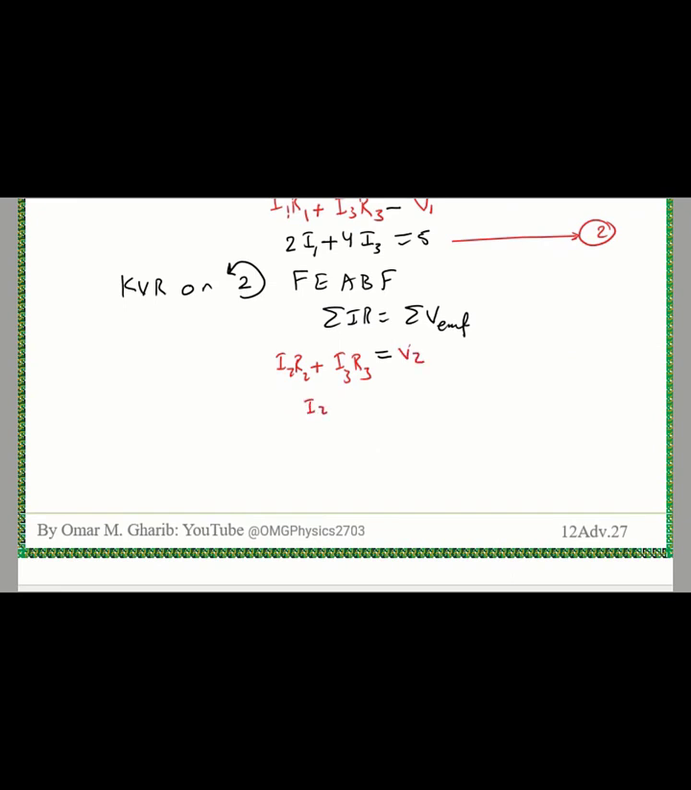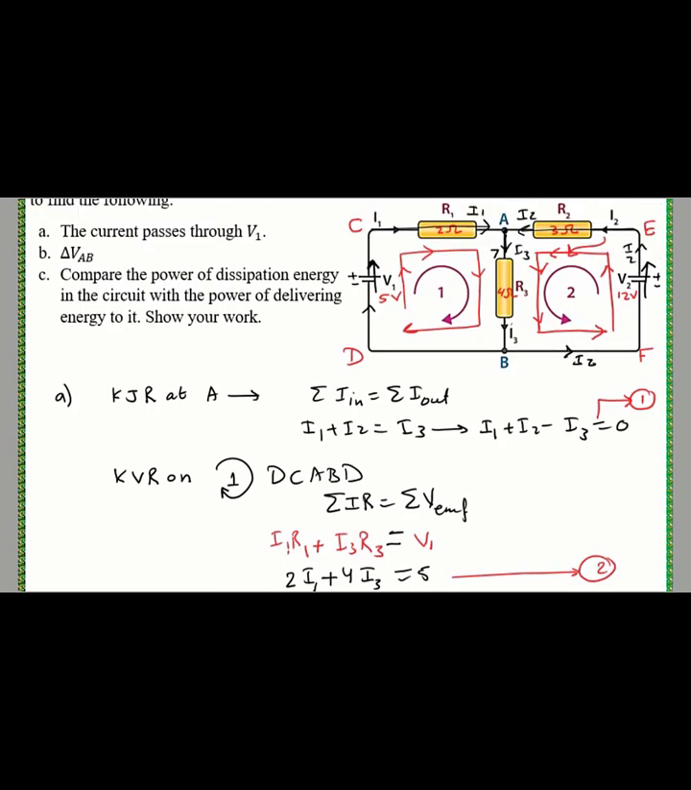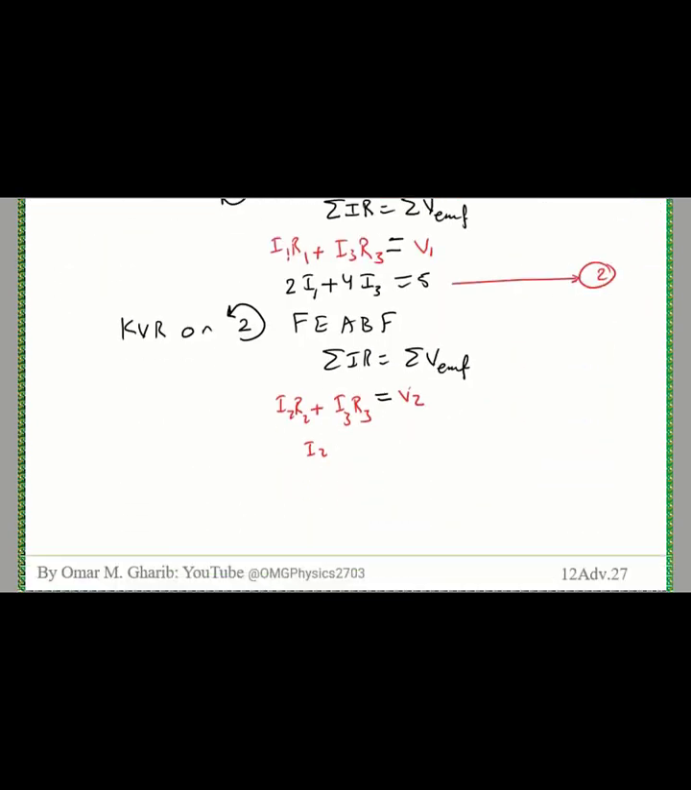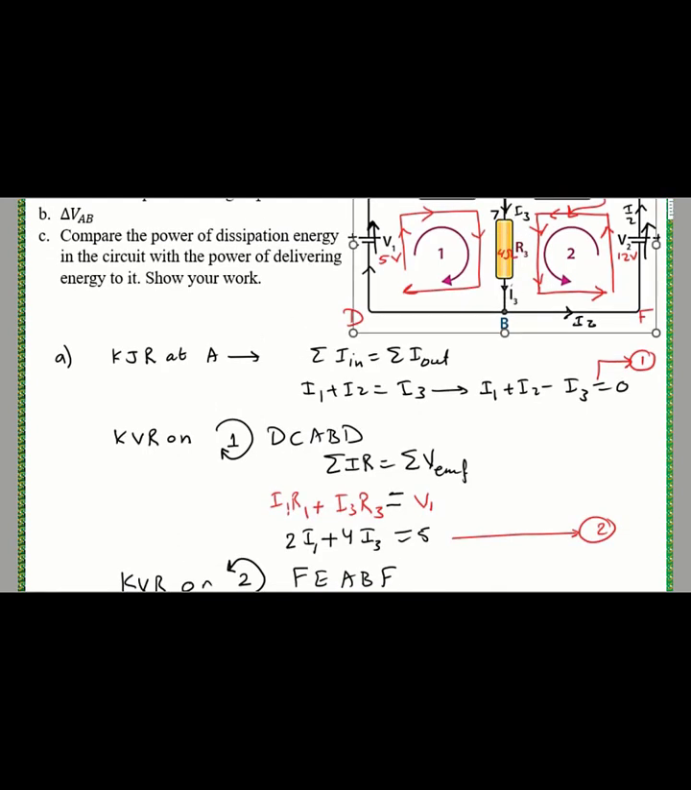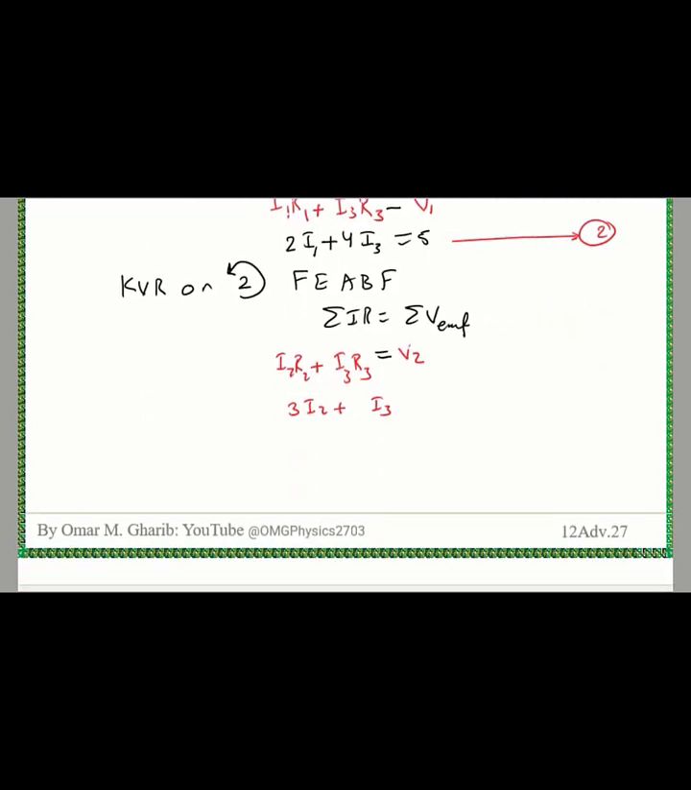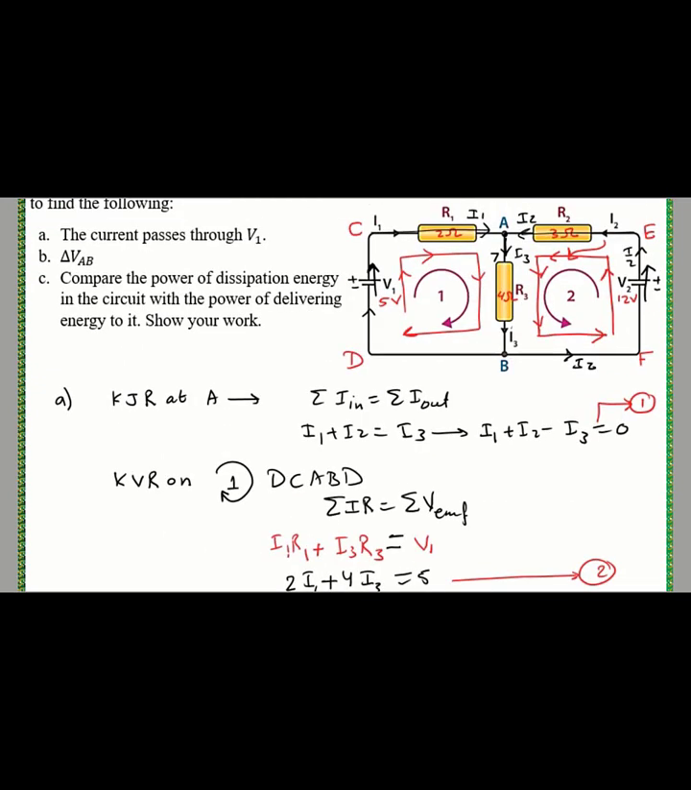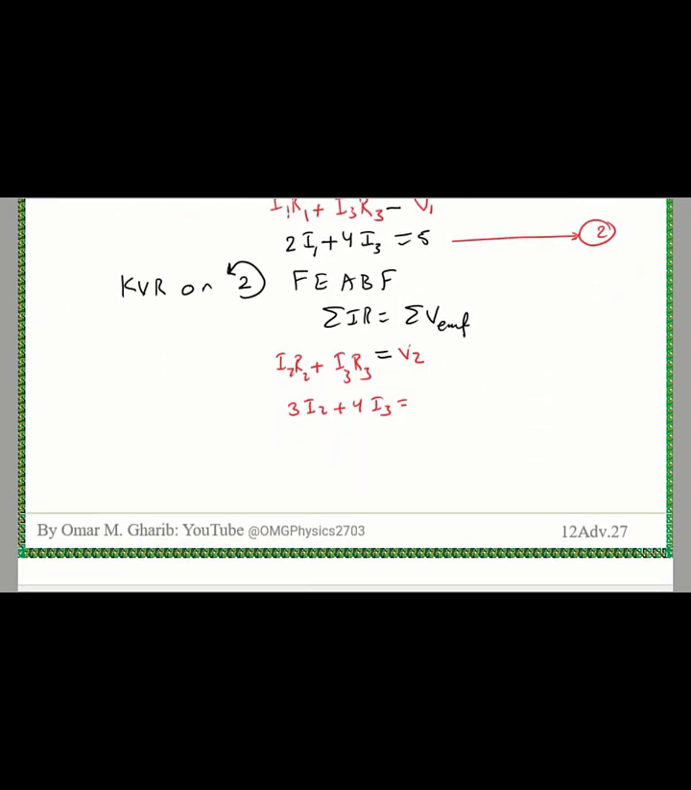I2 times R2. How much is R2? It is 3 ohms, plus I3 into the resistance for I3. It is 4 ohm. This is the resistance, 4 ohm. And V2 is 12 volts. And this is the third equation.